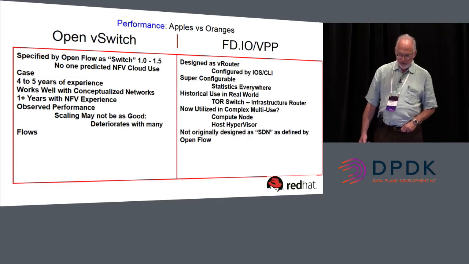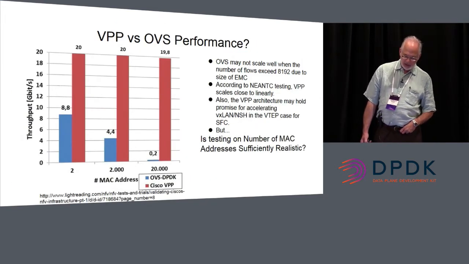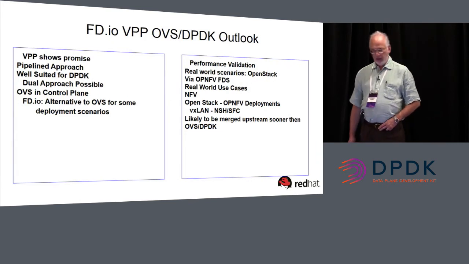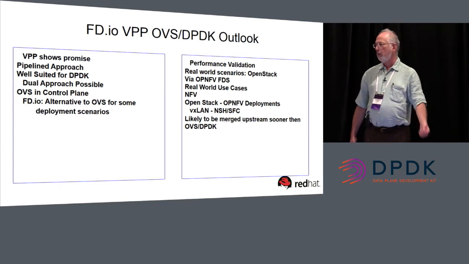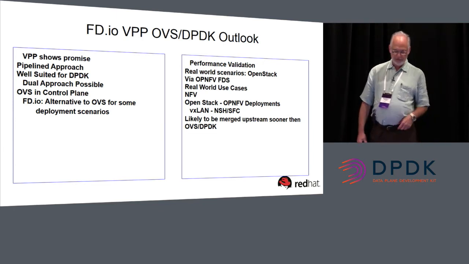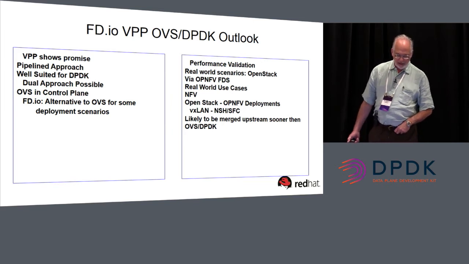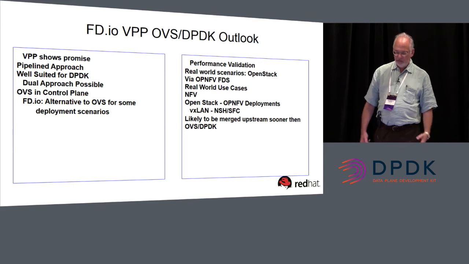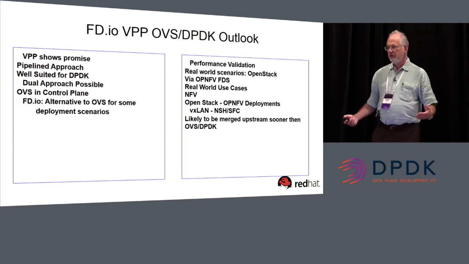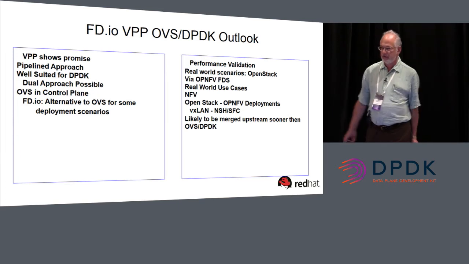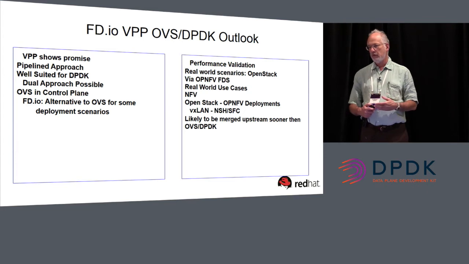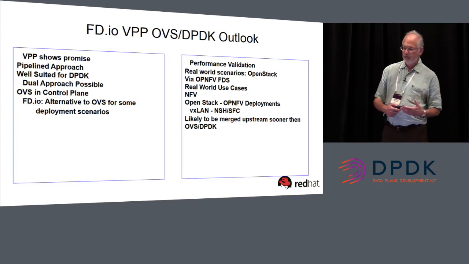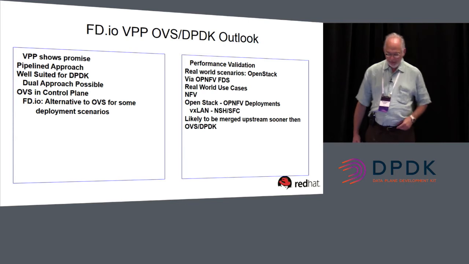I think I've already covered why the performance scales are useful by way of comparison, but don't quote the numbers. So the outlook, again: VPP shows a lot of promise. It is well suited, a good citizen to work with DPDK, maybe a better citizen in some ways than OVS, because DPDK is vector and burst oriented, and VPP consumes packets as vectors. That looks good.